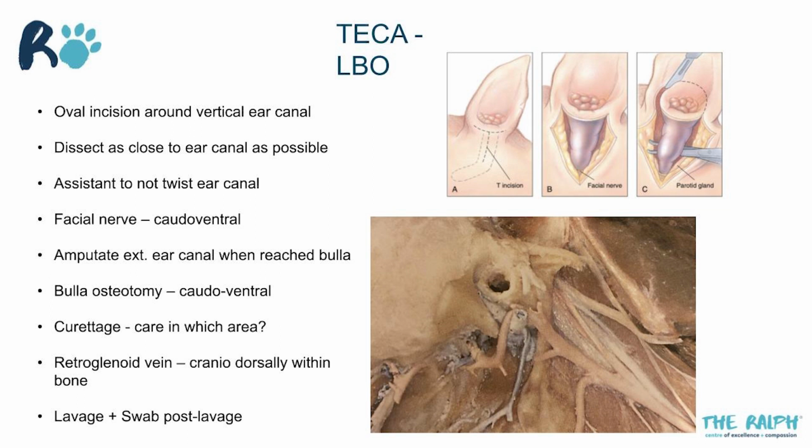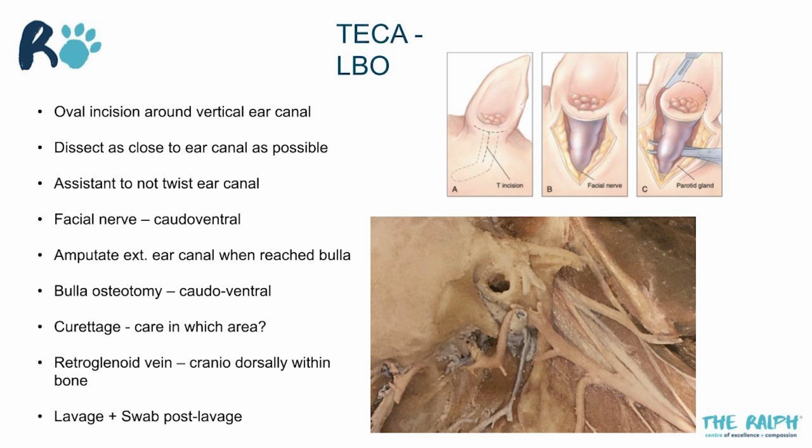So the top tip: have an assistant, and also dissect as close to the ear canal as possible. When you make your incision, you include all the abnormal tissue that you can see macroscopically when you assess the ear, and you just stay ventral to the tragus, which is at this level here. This is where the tragus would be. So you do your oval incision, and you stay as close to the ear canal as you can when dissecting.